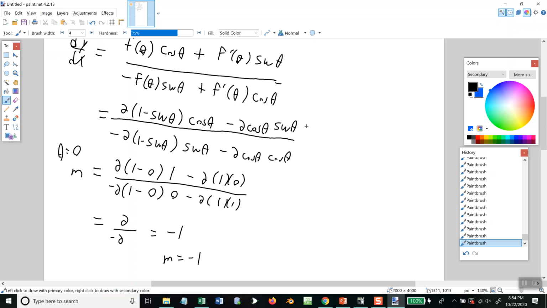Clear as mud how to find the slope? Yeah, this section is taking me longer than I thought. We're not going to get to the next section until next time.